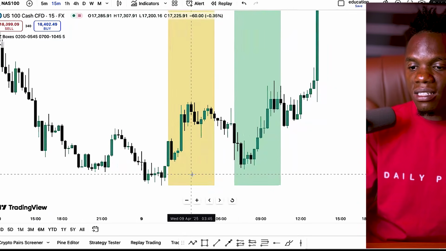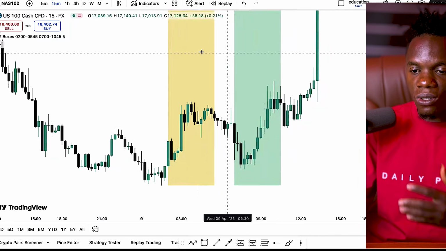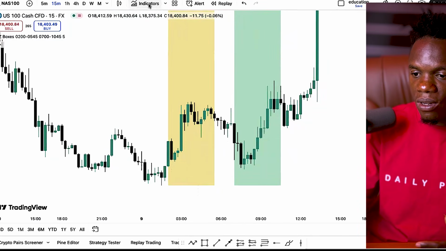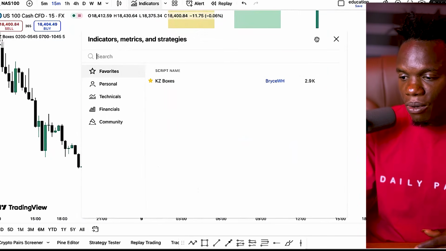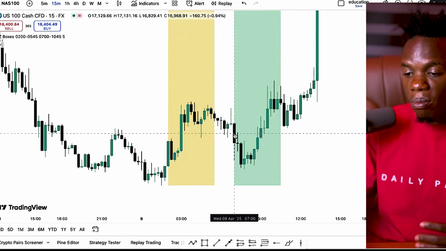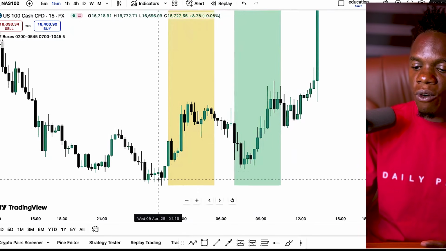If you need this indicator I'm using to identify all the sessions, this is the indicator right here. So click on indicators, and then you're going to see it, my favorite indicator, KZ bosses. You can type it here, ICT KZ bosses, and then all the shaded areas will pop up on your screen. So we are going to read it from the first move.